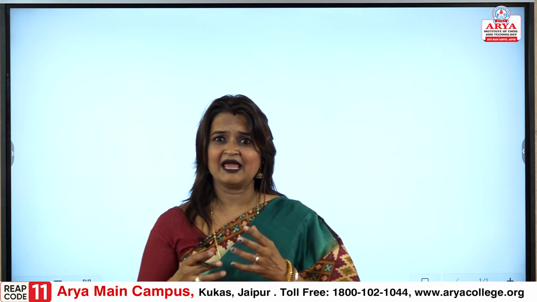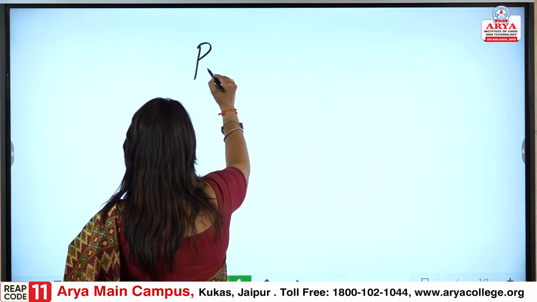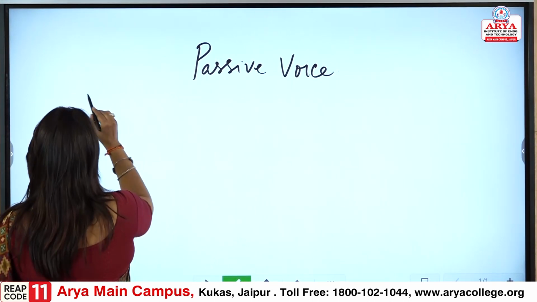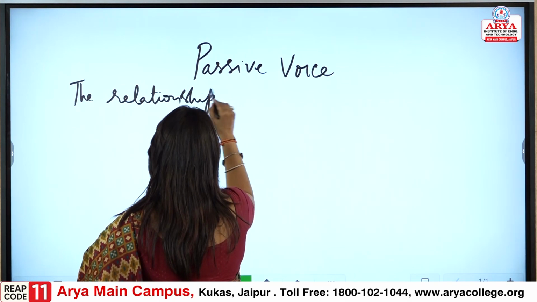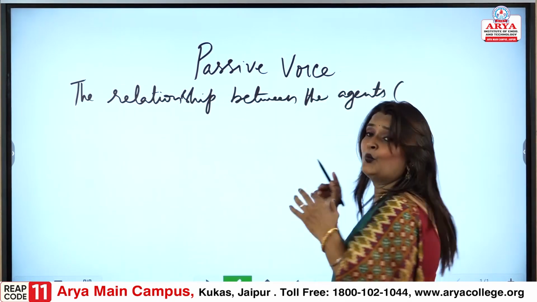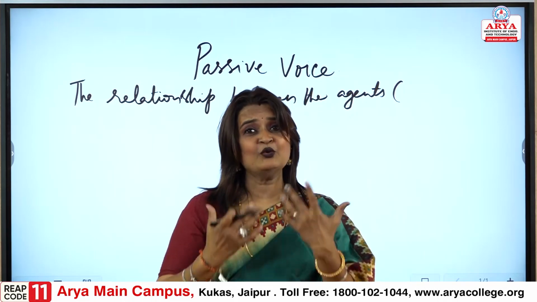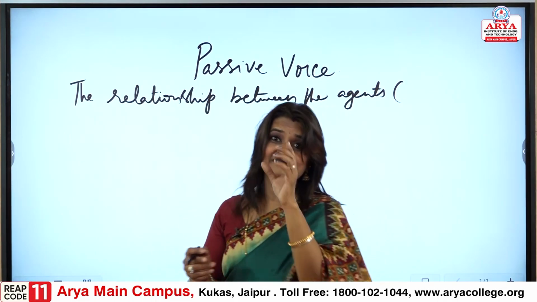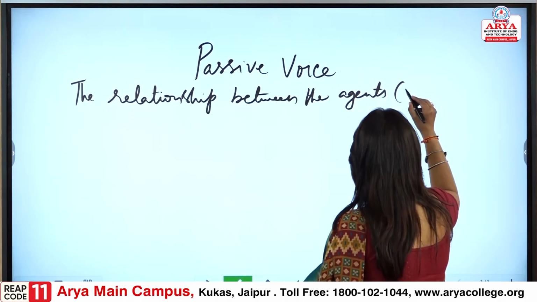So, when we are talking about the relationship in any language, voice has two varieties. Today we are going to cover passive voice, and the main thing that we need to remember is the relationship between the agents. Who are the two agents? The one who speaks, and the second one is something we will take care of.